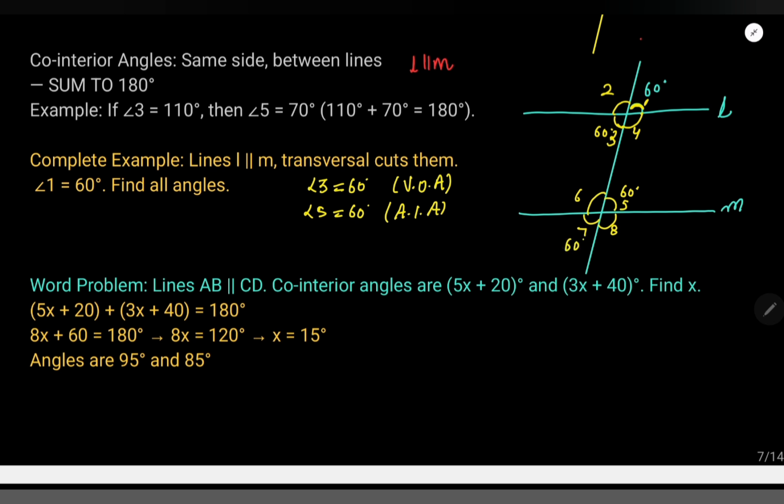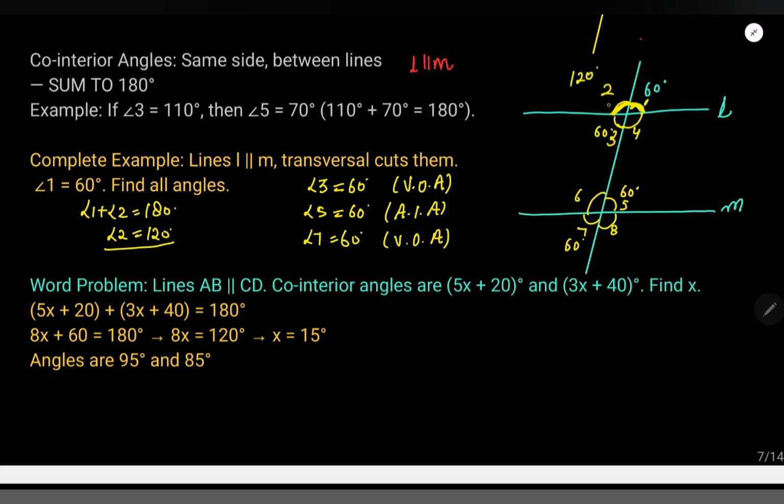Are you getting my point? 7 is also 60. Why? Vertically opposite angles. 5 and 7 will be equal, right? Now we know 4 angles out of 8 angles. We need to find angle 2. Now do you notice 1 and 2 make a linear pair, right? So 1 plus 2 is equal to 180 degrees because they make a linear pair. So if 1 is 60, what is 2 then? 2 is equal to 120, right? So 2 is equal to 120.